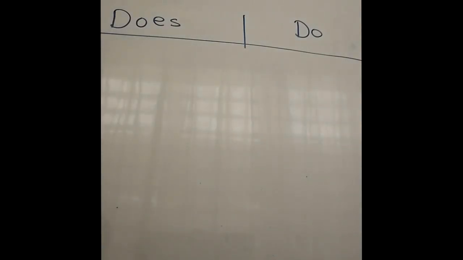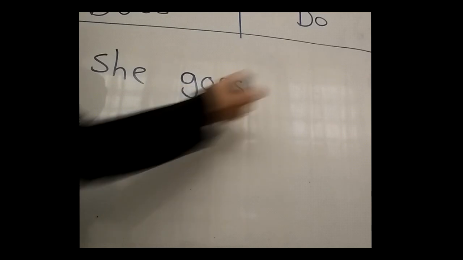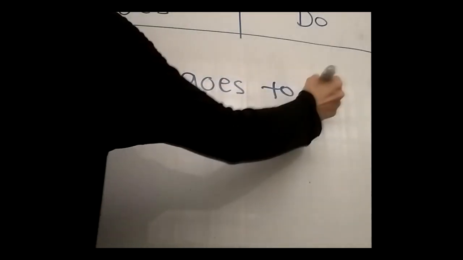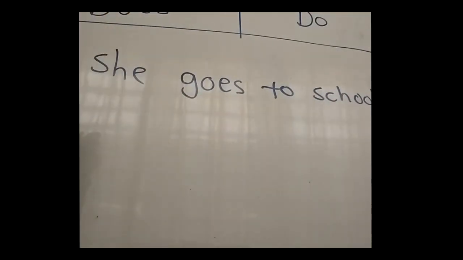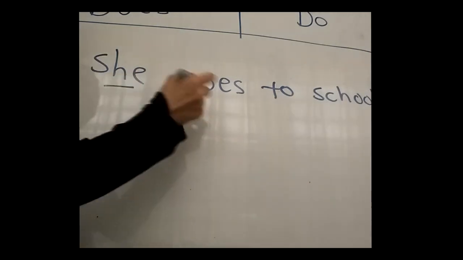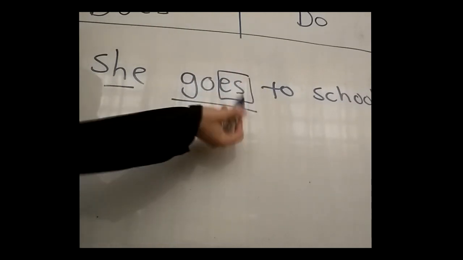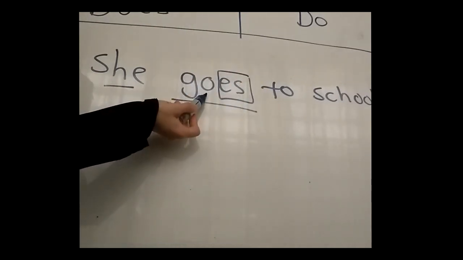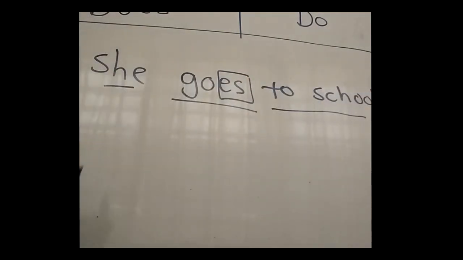Here we have, for example, she goes to school. So in this sentence, this is a singular subject followed by the verb. The verb here, we added es. Why? Because we have o at the end. And then to school. So now what we need to do is change the sentence.